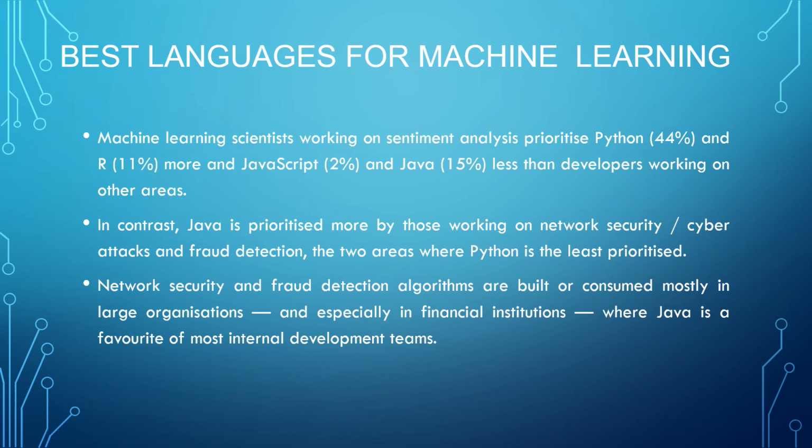In contrast, Java is prioritized more by those working on network security, cyber attacks, and fraud detection, the two areas where Python is the least prioritized. Network security and fraud detection algorithms are built or consumed mostly in large organizations, and especially in financial institutions, where Java is a favorite of most internal development teams.